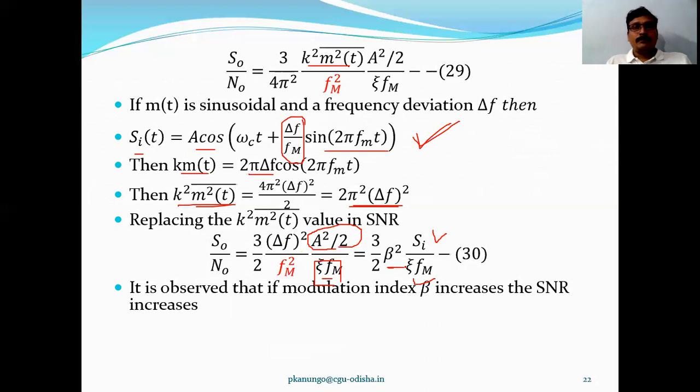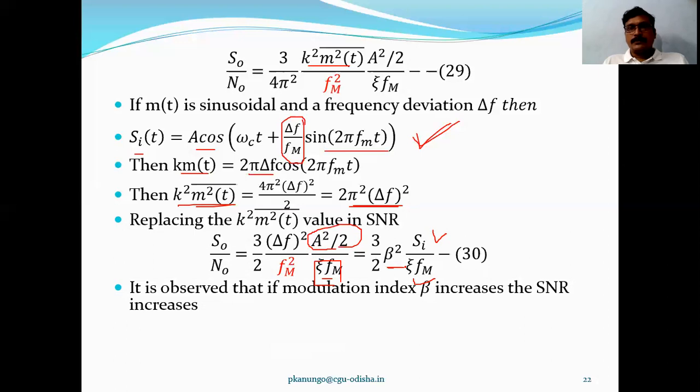For wideband FM, beta is very much larger than 1, and if you increase this beta, then automatically the signal to noise ratio will also increase. So if beta increases, the signal to noise power is increasing. But at the same time, when we are increasing beta, the bandwidth of the FM signal is also increasing.